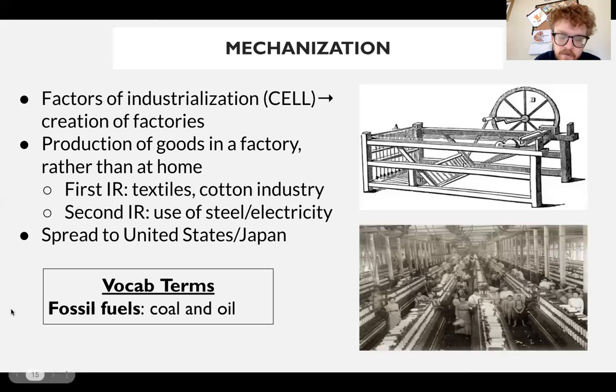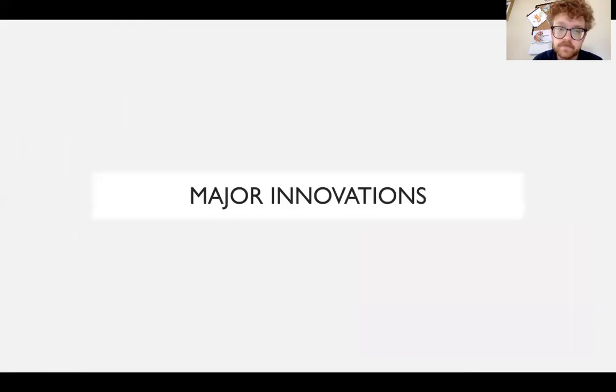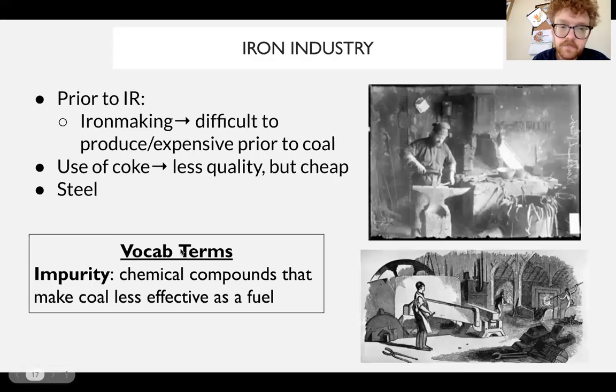And again, the second revolution, just before I go on, is very much defined by fossil fuels, coal and petroleum, which is then turned into oil. What are some of the major innovations that will influence how we will industrially produce goods? Well, let's look at three of them.